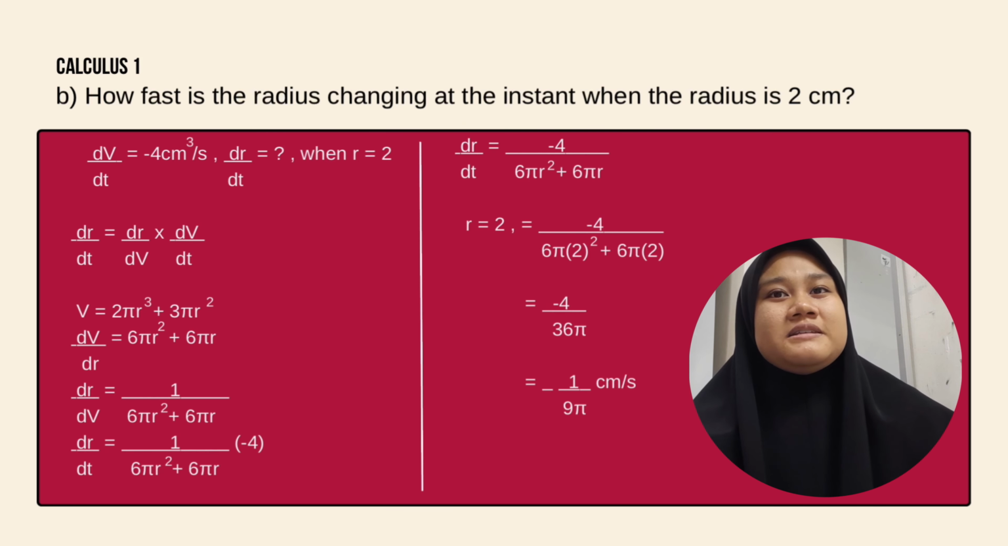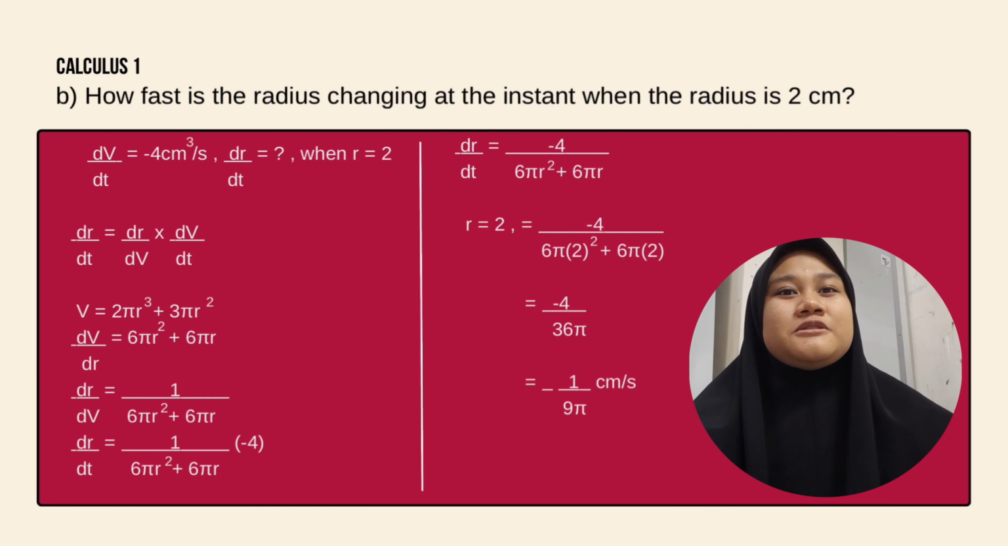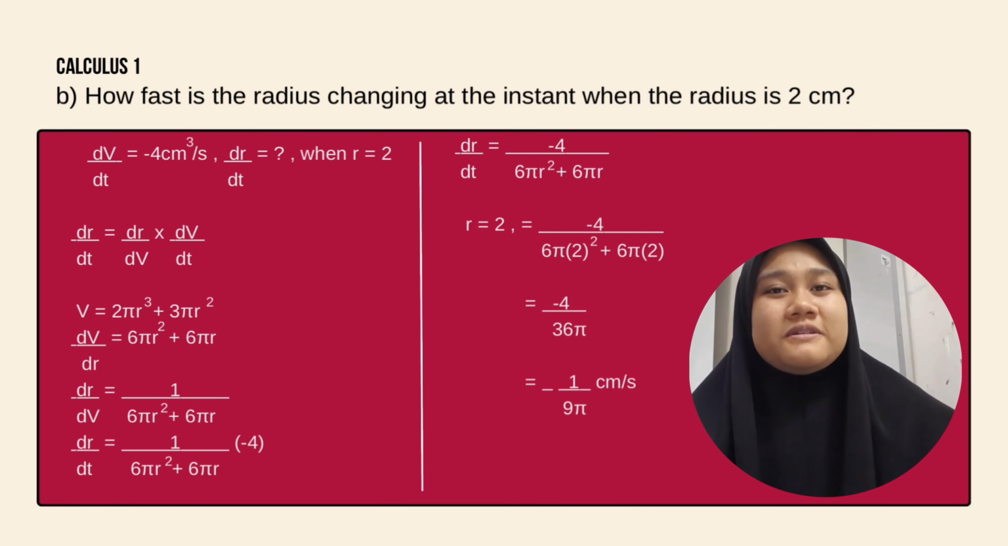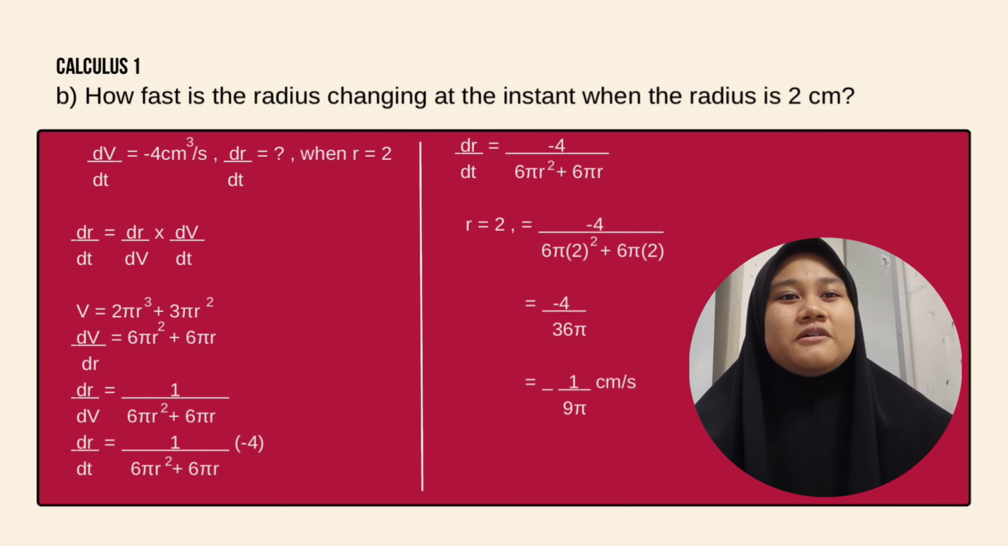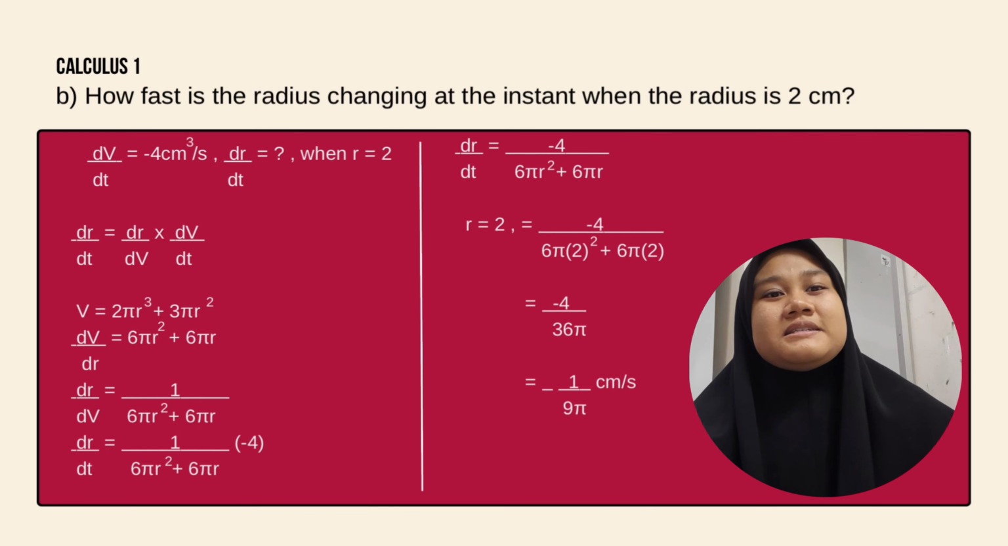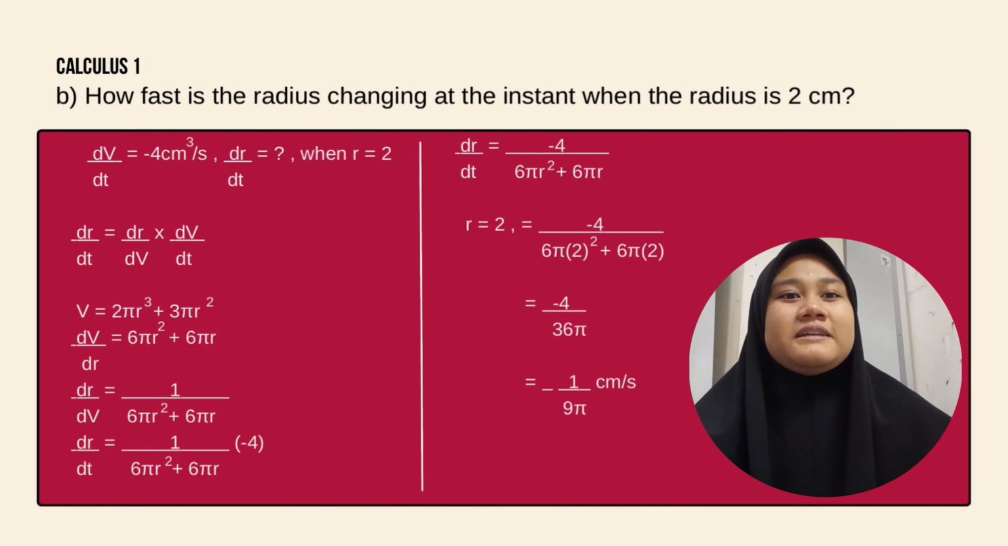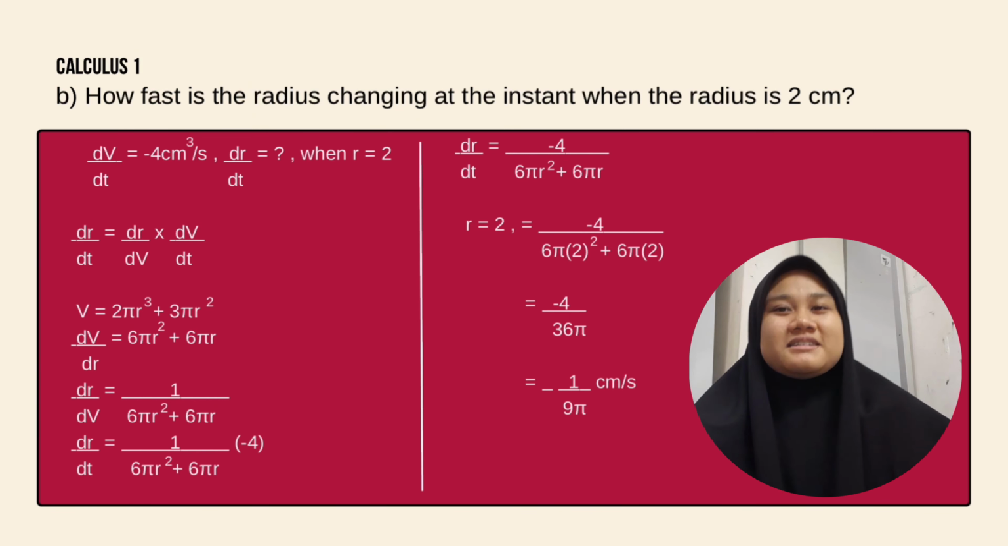Given the radius is 2, we can substitute r with 2. So we get negative 4 over (6π(2)² + 6π(2)). So we will get negative 4 over 36π, and the final answer is negative 1 over 9π cm per second.